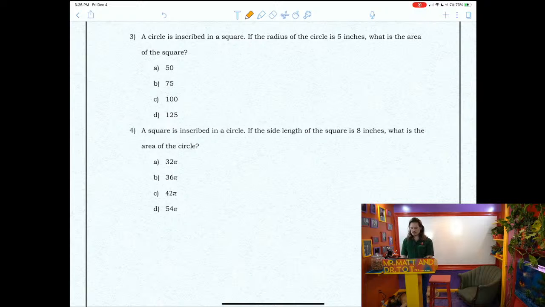Number 3 asks, a circle is inscribed in a square. If the radius of the circle is 5 inches, what is the area of the square? Number 4 asks, a square is inscribed in a circle. If the side length of the square is 8 inches, what is the area of the circle? So I'll give you 6 minutes. After 2 minutes, I'll start to solve.